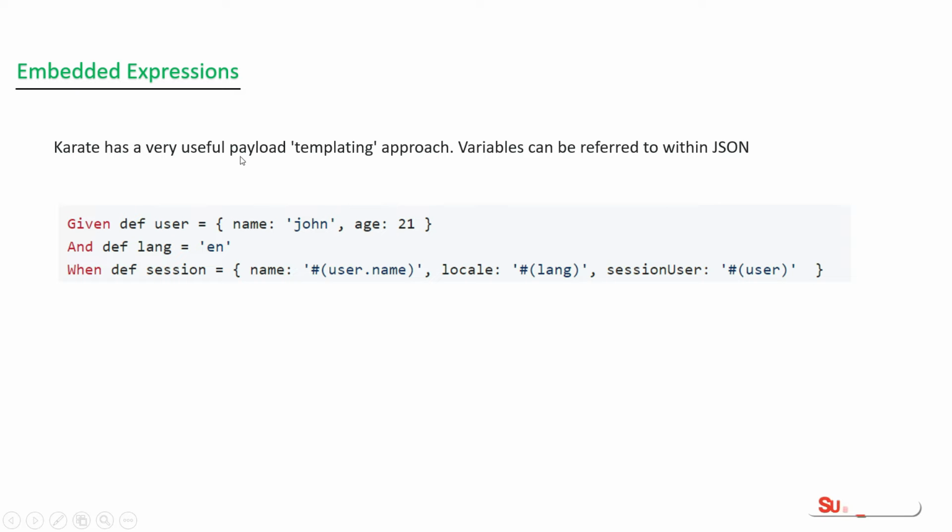Karate has a very powerful and useful payload templating approach. Variables can be referred to within a JSON as well. So with the help of this embedded expression, we can replace the variables with the values as well. And here is an example. This is a JSON. Whenever you want to replace any username that is present inside the JSON, then we can replace it with the variable, with the value, and also you can get it from the JSON as well. So let's go and understand with an example.